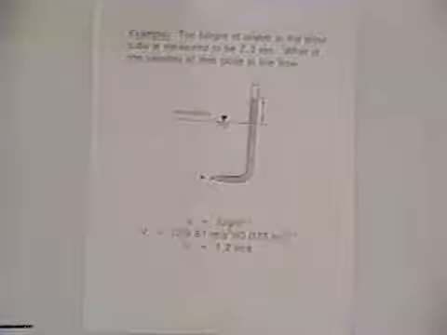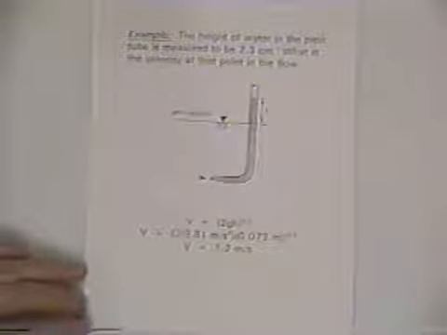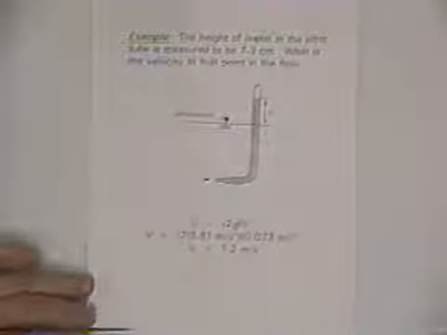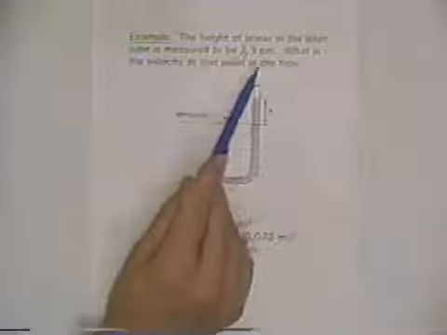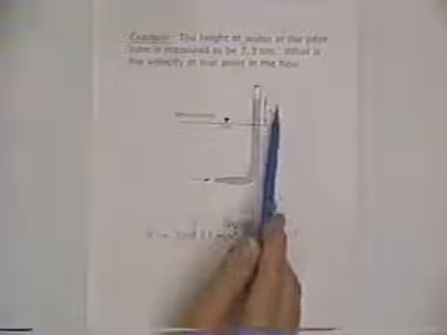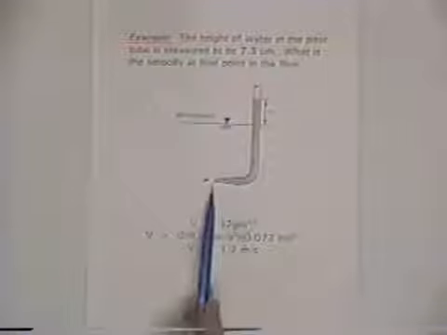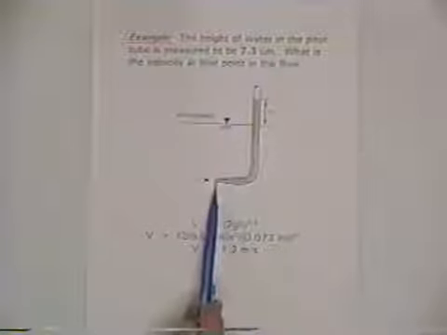And in this example, which is a little bit of a variation of an example that's also presented in your EIT review reference book, we just changed it a bit. Here we've measured this height, and we measured it to be 7.3 centimeters, and so we want to know the velocity at this point in the flow.